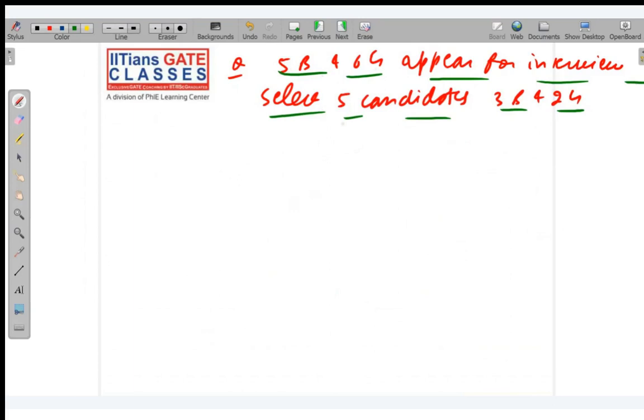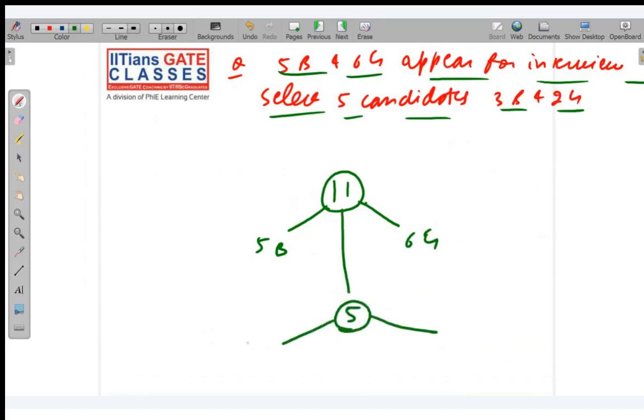6 plus 5, how many total candidates are there? 11 candidates. From these 11 candidates, how many are boys and how many are girls? 5 are boys, 6 are girls. Now from these 11 candidates, how many do you want to pick? 5. And from these 5, 3 are boys and 2 are girls. So the answer will be very simple. You will say 5C3 multiplied by 6C2.